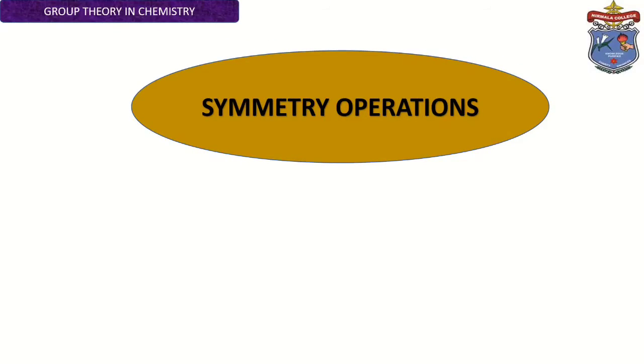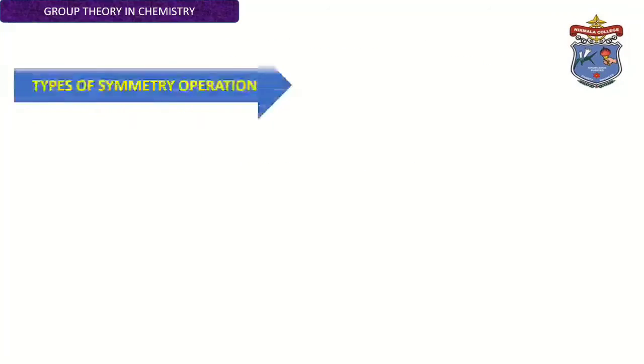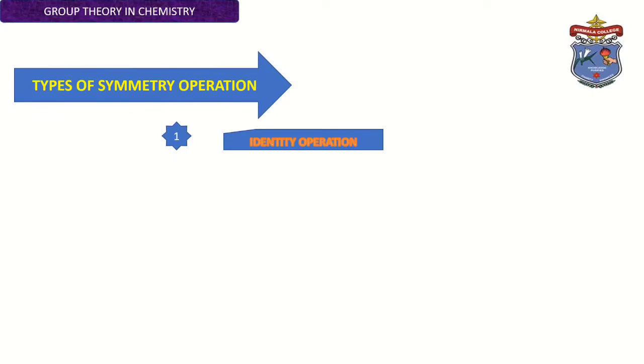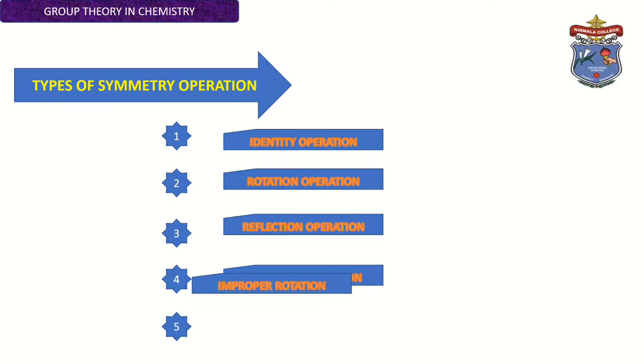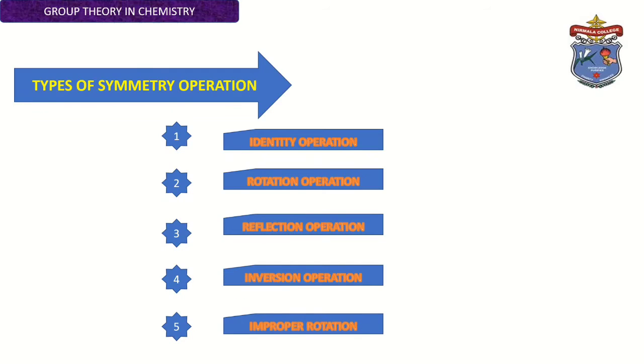Next we'll see the types of symmetry operation. Five types of symmetry operations are there. First one is identity operation. Second one is rotation operation. Third one is reflection operation. Fourth one is inversion operation. Fifth one is improper rotation operation.